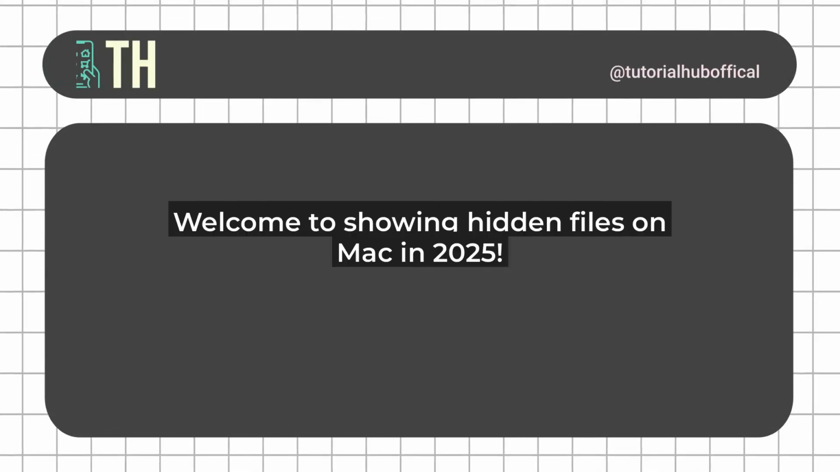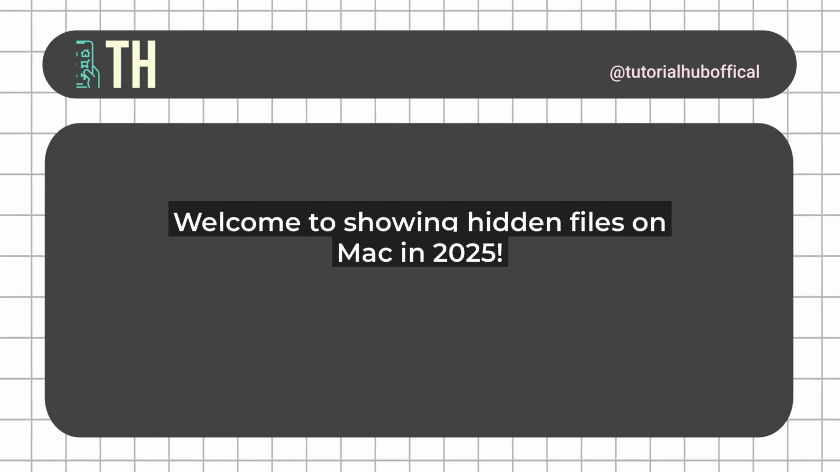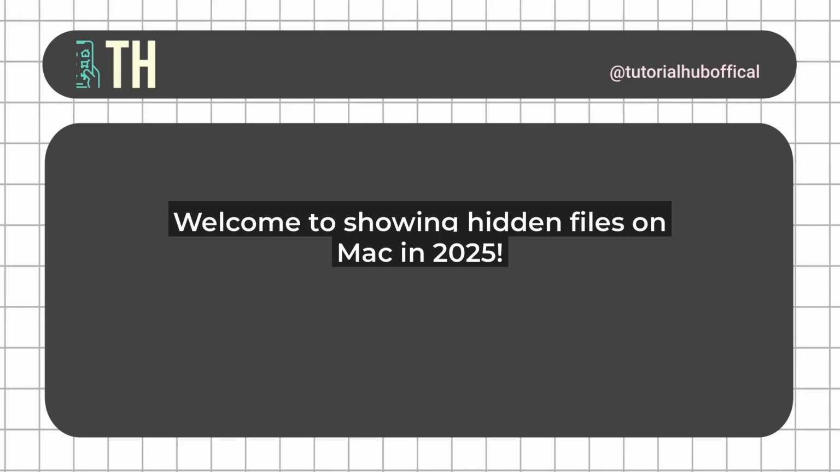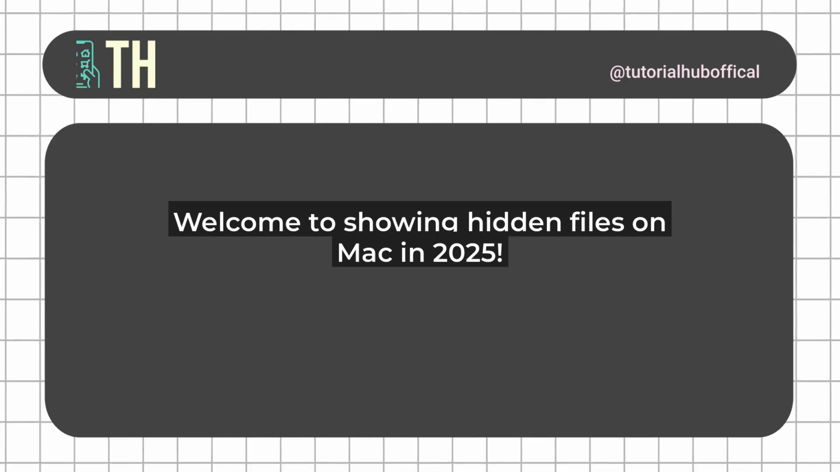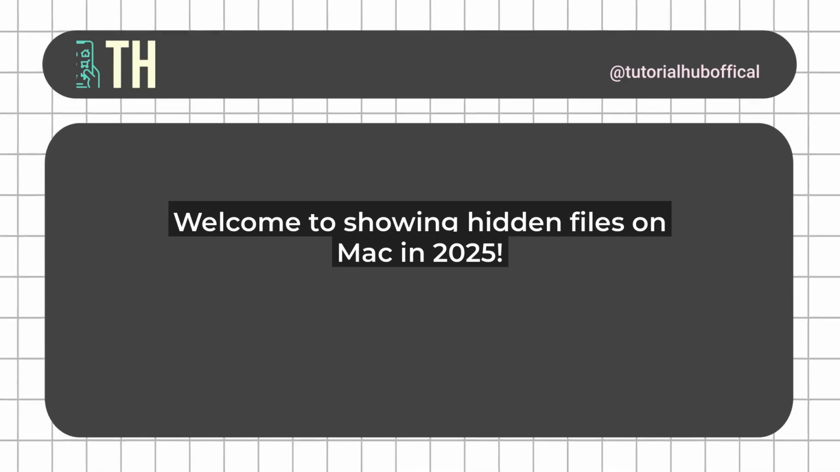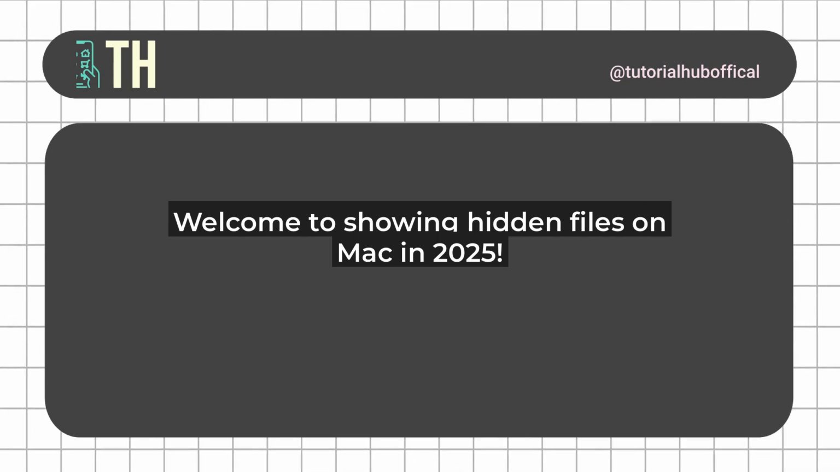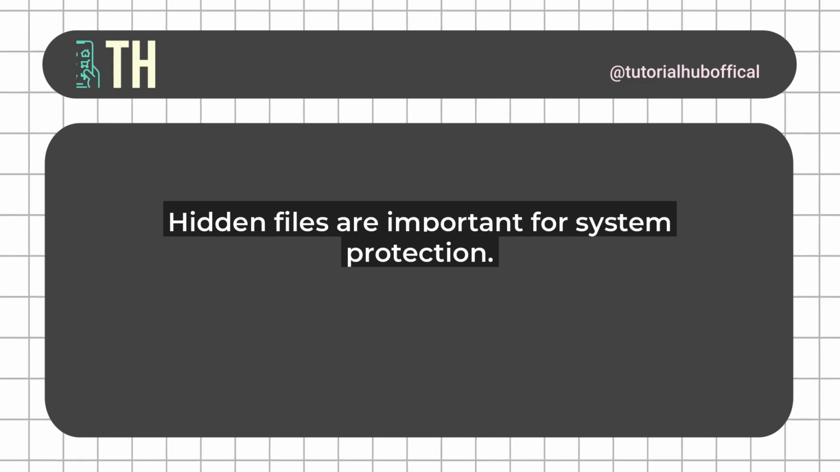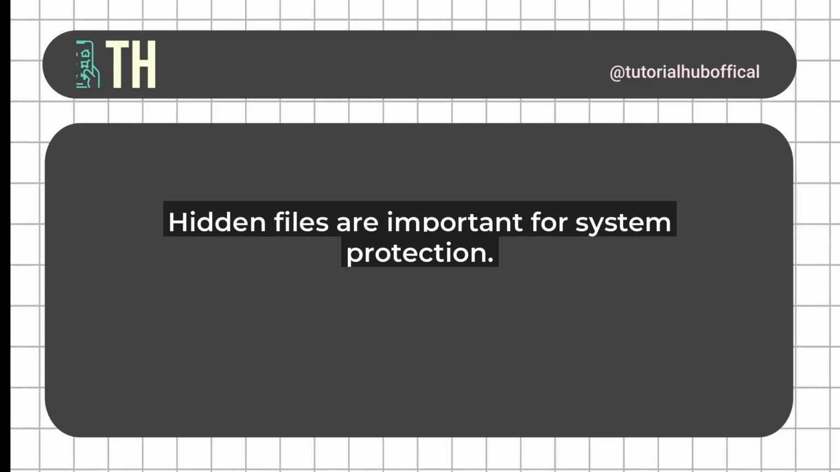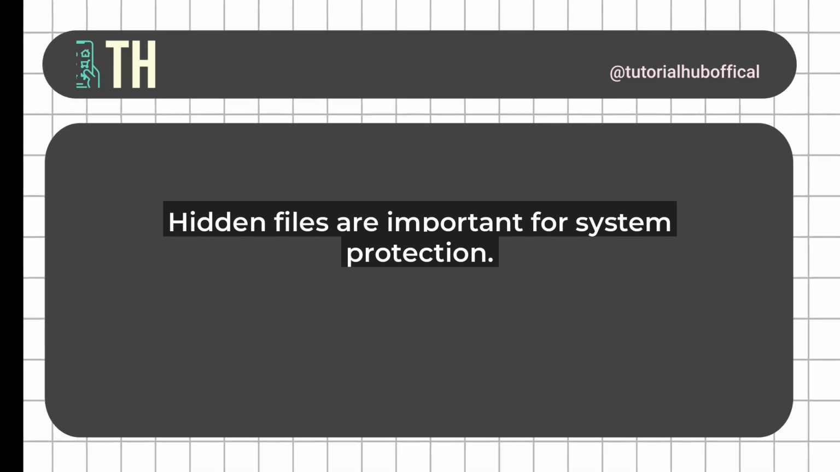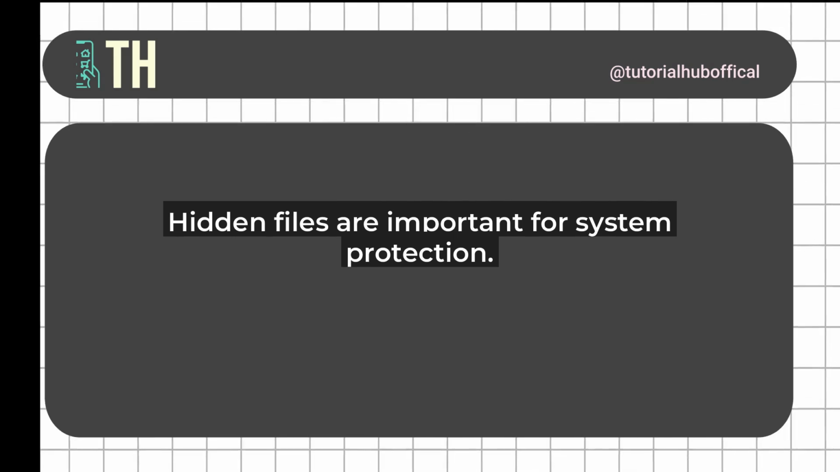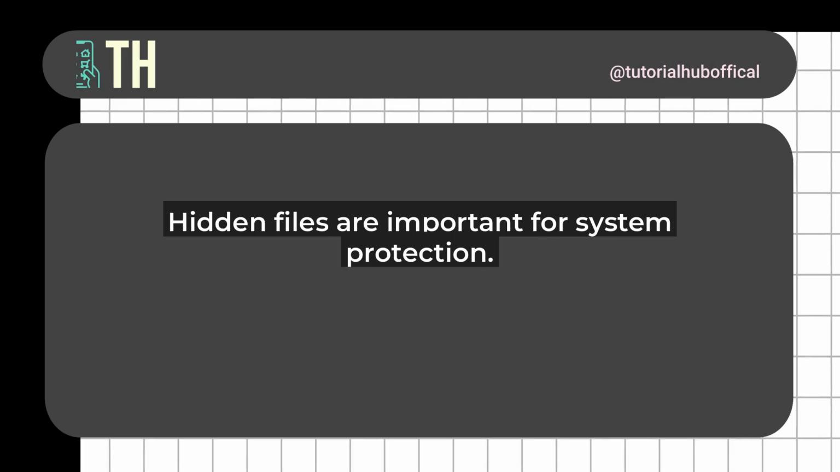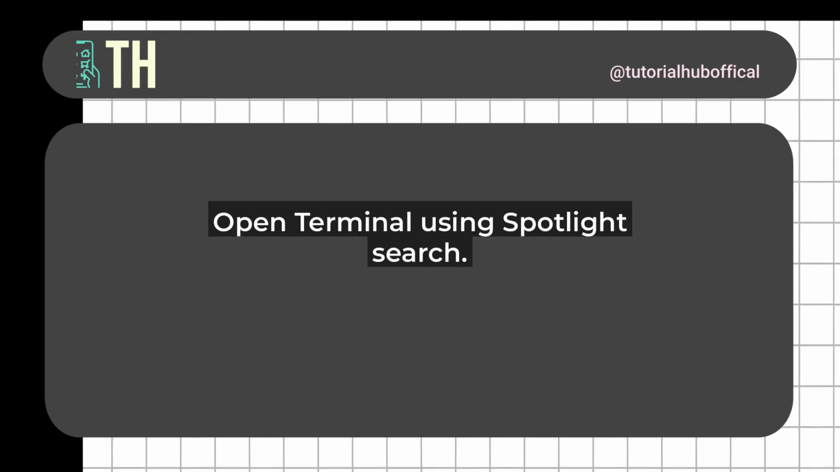Today, we're diving into a super useful Mac tip: how to show hidden files on your Mac in 2025. Whether you're a developer, a power user, or just someone trying to clean up your system, knowing how to reveal those sneaky hidden files can save you a ton of time and frustration. Let's get started. First things first, hidden files on Mac are files that start with a dot, like .DS_Store, and they're usually tucked away for a reason: to protect your system from accidental changes. But sometimes, you need to access them.